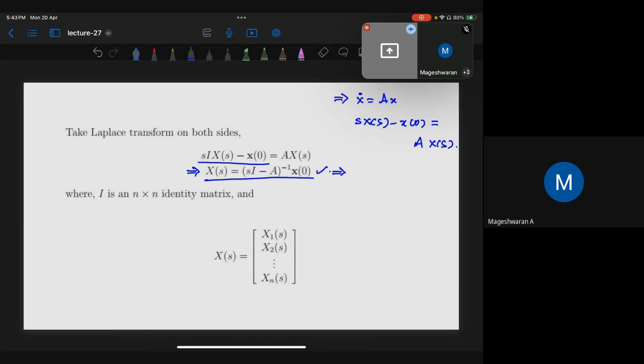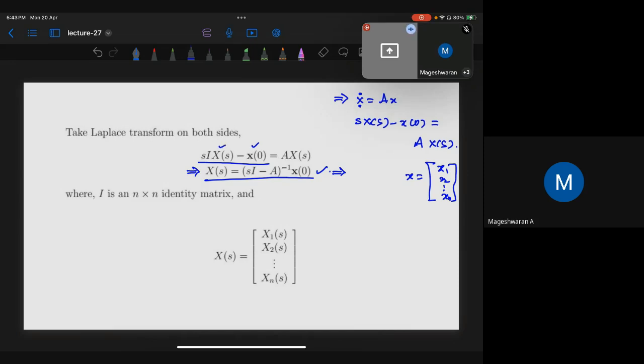Multiplication. This is the identity matrix. Why? Because we are not dealing with single variables. Usually x is not a scalar. x is not a variable, it is a vector, correct? Because x is what? You have seen the example: x1, x2, etc., xn, correct? Yes or no? And x0 is also a vector, correct?